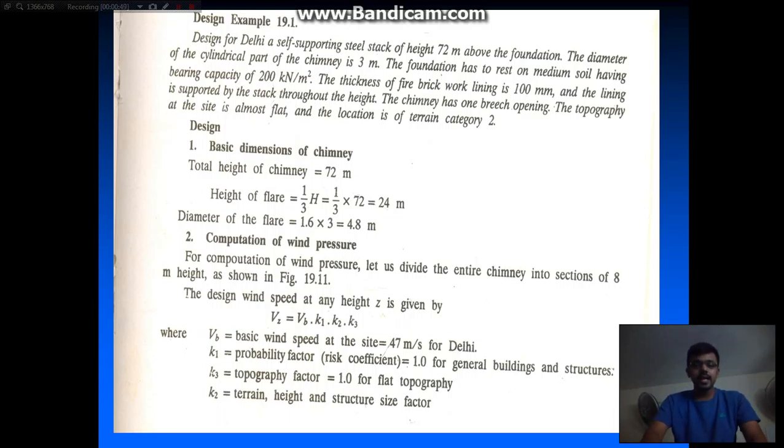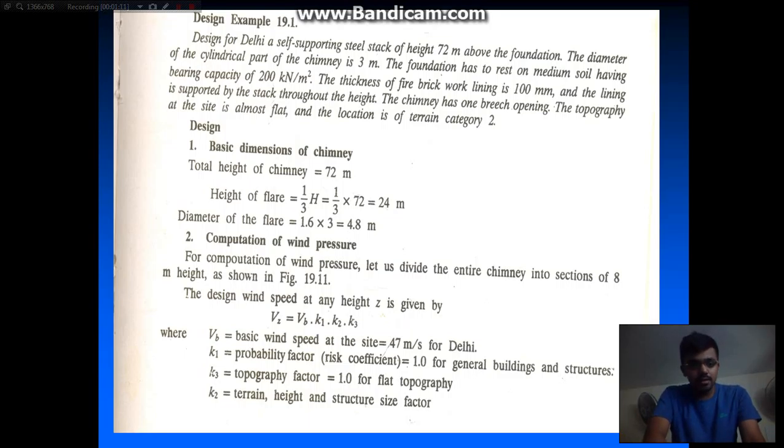This is a typical design example. You just jot it down. It says the design for a self-supporting steel stack. It means we are going for the first type of steel chimney, which we discussed in our slides, that is, which acts with cantilever action, which has a height of 72 meters above the foundation.